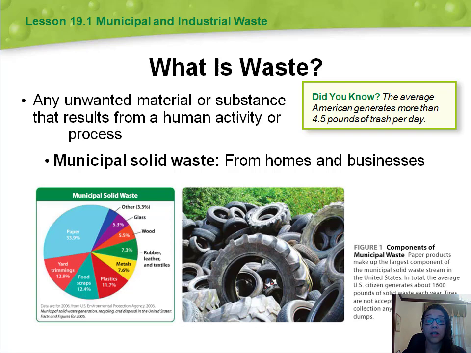So let's talk a little bit more about municipal solid waste. It is waste that is produced by consumers, public facilities, and small businesses. It is what we commonly refer to just as trash or garbage. Everything from paper to tires to food scraps to roadside litter, even old appliances and furniture are considered municipal solid waste. In the United States, paper, yard debris, food scraps, and plastics are the main components of solid waste.